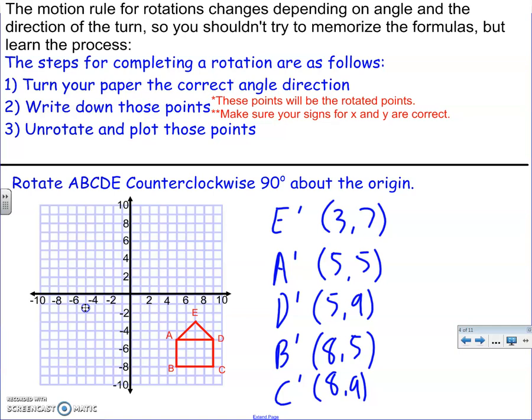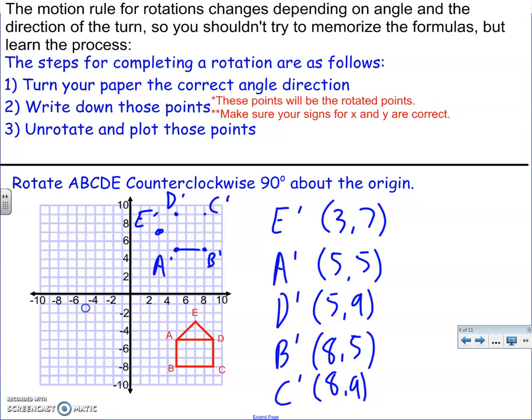E is at 3, 7. 3, 7 is right here. That is E prime. A is at 5, 5. 5, 5's right there. D's at 5, 9. B prime is at 8, 5. 8, 5. And C prime, 8, 9.